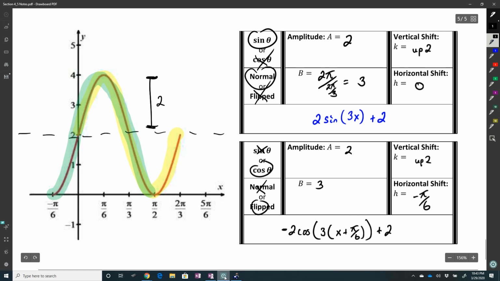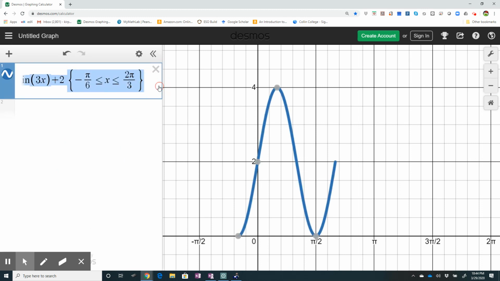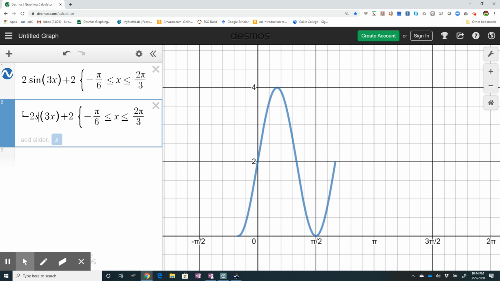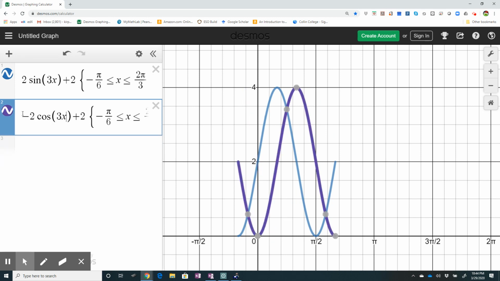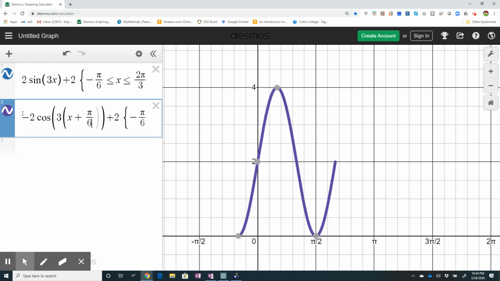And that should work. So let's go ahead and graph it on Desmos. I'm just going to copy paste this and make the changes that I need. So it was a negative 2 cosine 3 parentheses x plus pi over 6, because it went to the left. And notice that we get the exact same graph. Isn't math fun?